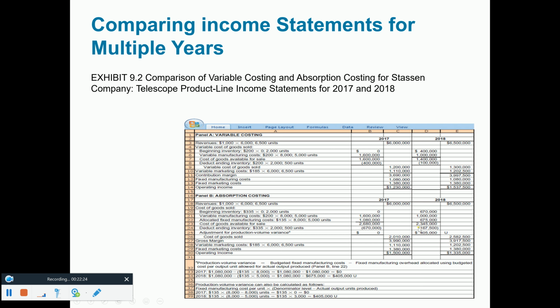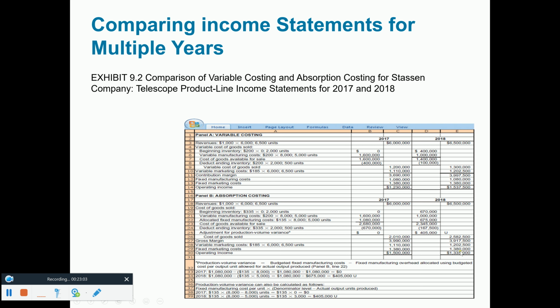Okay. If you add up the cost of goods available for sale less the ending inventory and adjusted for the production volume variance, which is unfavorable, so it's going to add to the costs, you get $2,582,000 as your cost of goods sold. Subtract it from your revenues, you get gross margin. From your gross margin, you're going to subtract out all of your non-manufacturing cost. That would be the variable marketing, which is $185 per unit, times the number of units sold, 6,500, and your fixed marketing costs, which the author gave us.